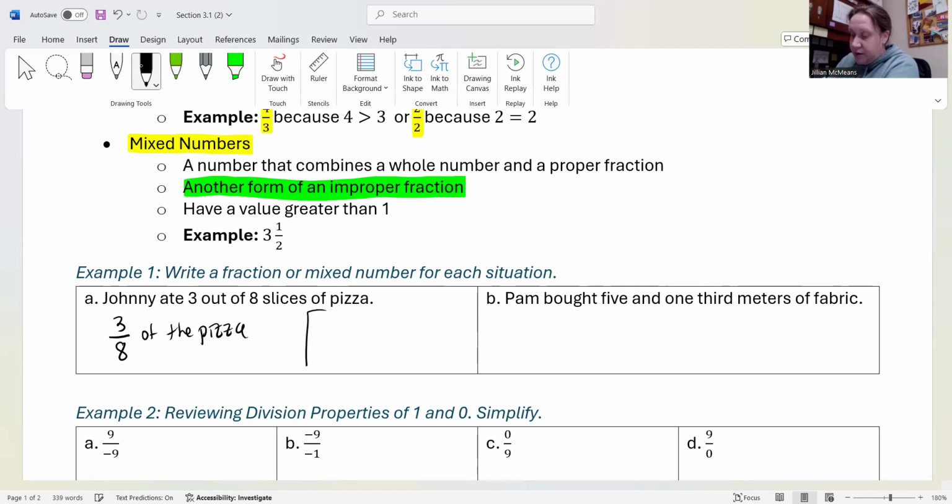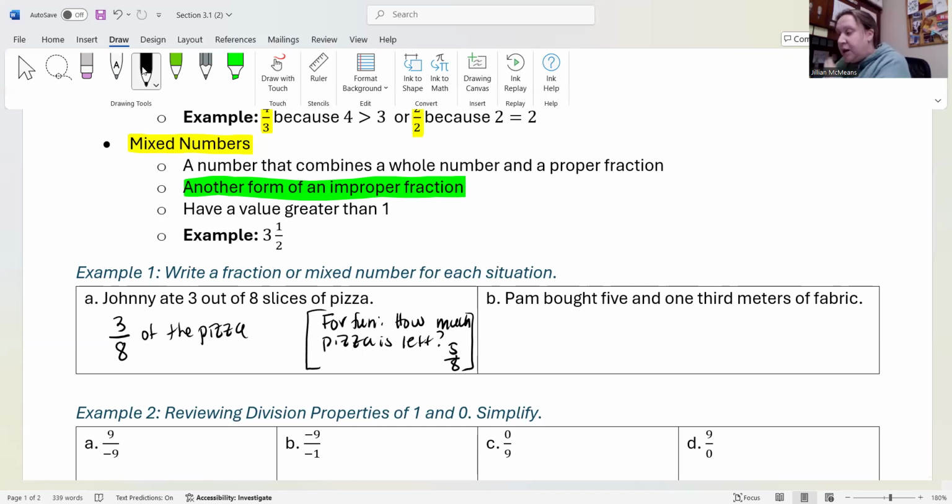Now, just for fun, how much pizza is left over? Well, if the pizza was split into 8 equal size slices and Johnny ate 3 of them, that means 8 minus 3 slices are still left. So that would tell me that 5/8 of the pizza is still left over. Now, that was not part of this question. That was just extra for fun.